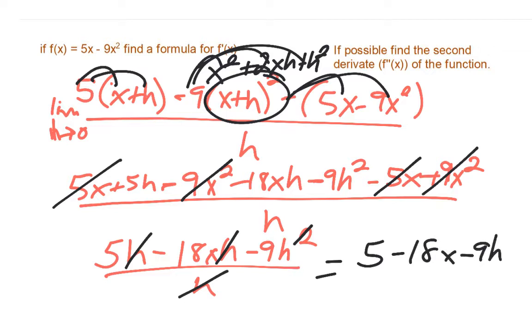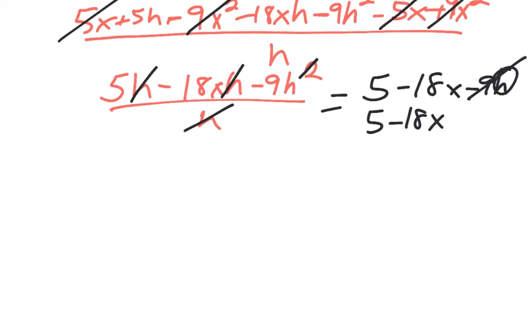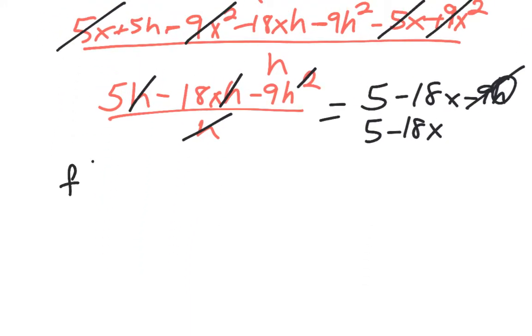And it's the limit as h goes to 0. So now I can put a 0 in here. That cancels this term, and I have a 5 minus 18x. So this is my first derivative. I have my derivative of the function is equal to 5 minus 18x.